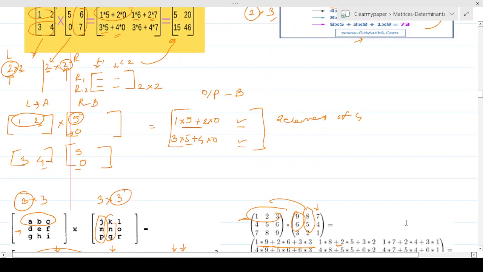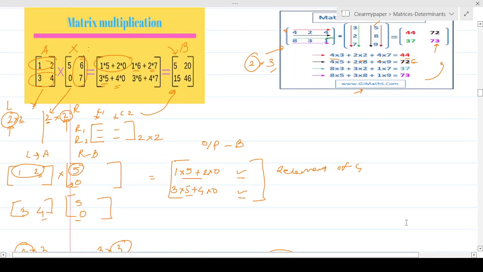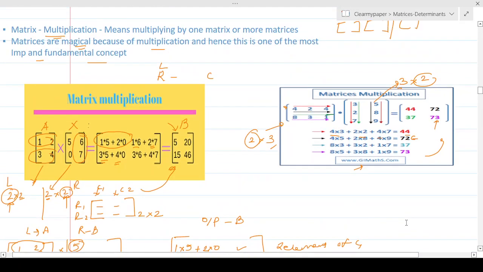Hopefully it was clear and not confusing. And we'll be solving a lot of problems using this concept. So this will come time and again.